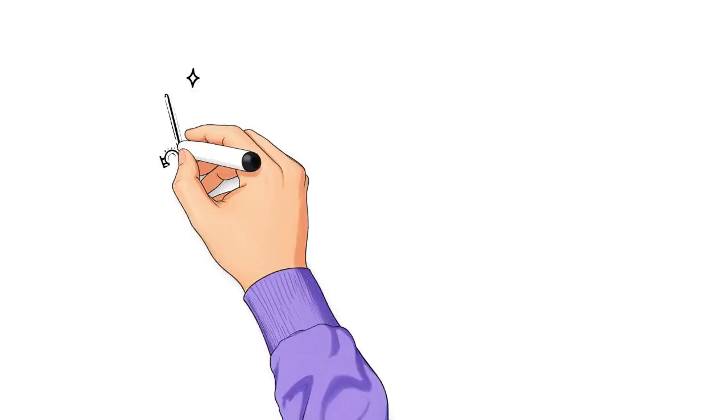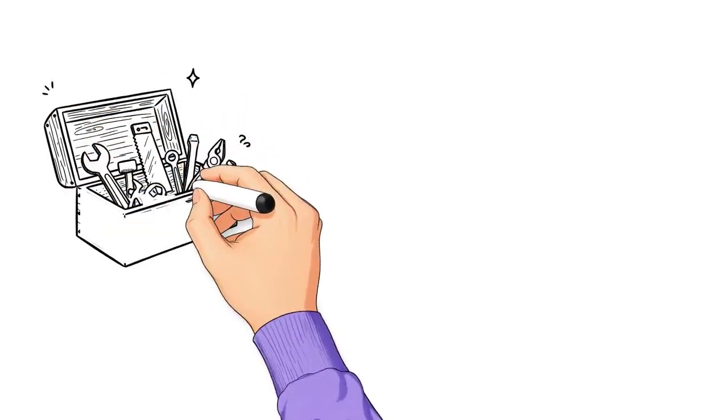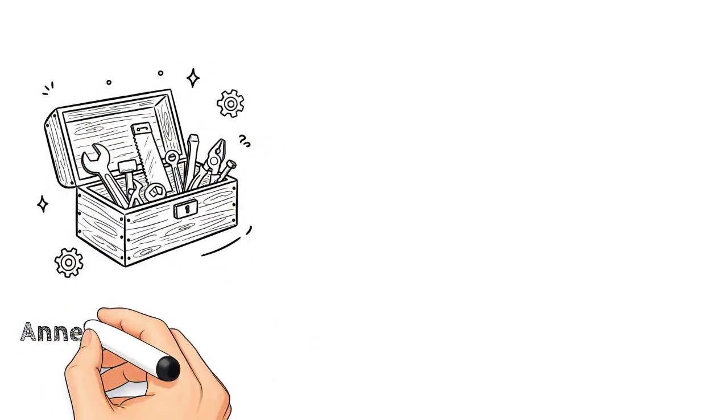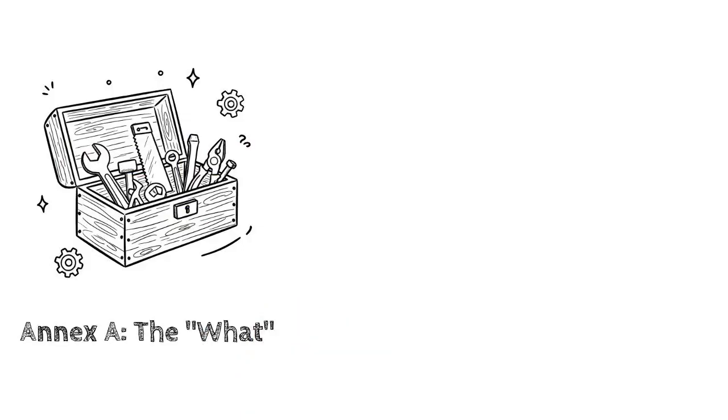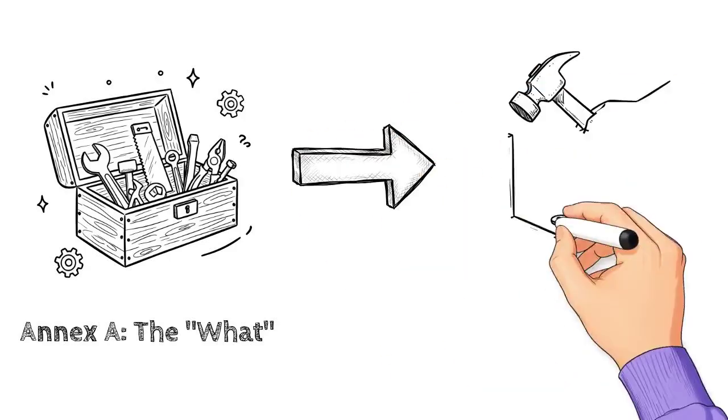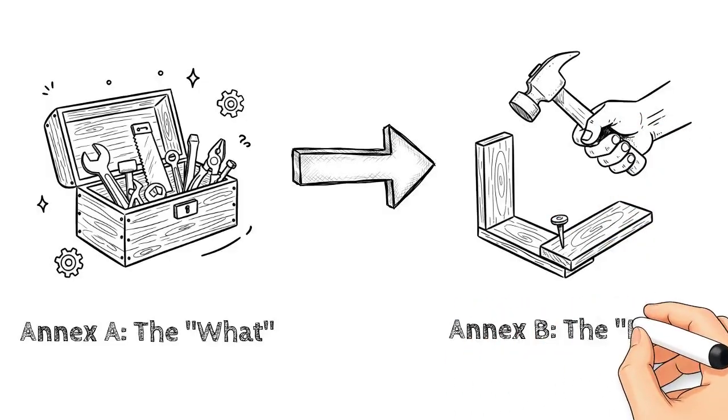Right, and this relationship between Annex A and Annex B is probably the most important thing to understand here. It's really simple. Annex A is the what. It gives you a menu of controls, the things you could do. Annex B is the how. For every one of those controls in A, it gives you detailed guidance on how to actually put it into practice effectively. One tells you what to do, the other tells you how to do it.